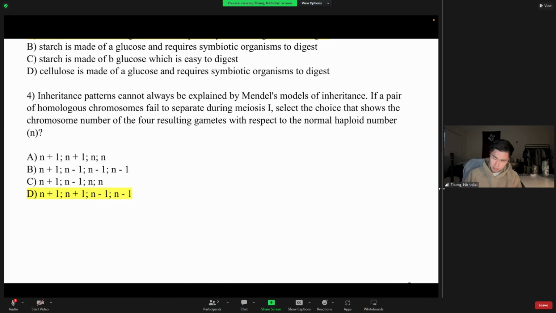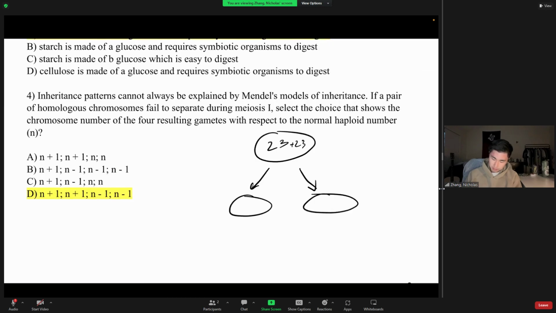Actually, let's do it in pairs because it's easier to see where it fails to separate. So we'll do 23 and 23. So if it fails to separate during meiosis 1, during anaphase, which is when the chromosomes separate, we're going to see that the result is 22 and 24, right?